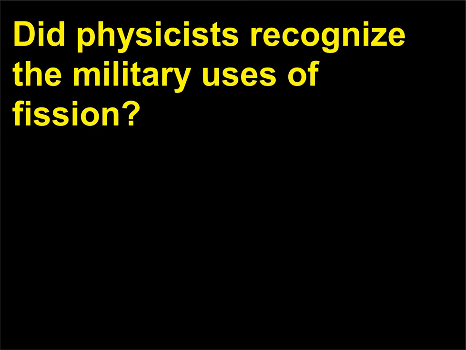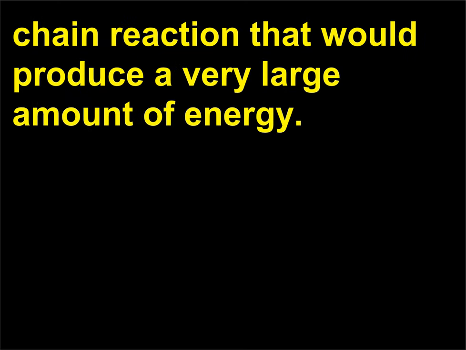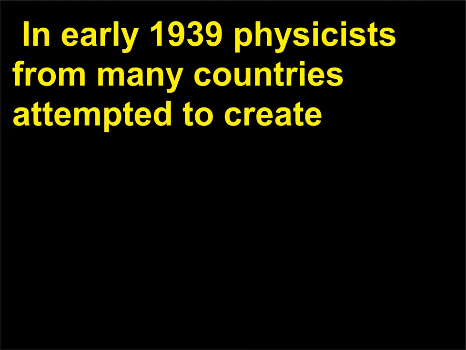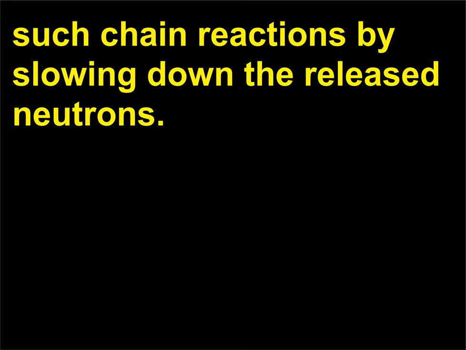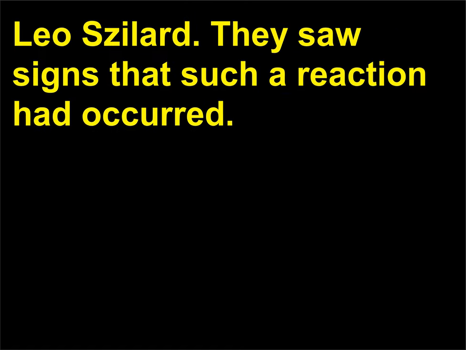Did physicists recognize the military uses of fission? Lise Meitner had recognized that extra neutrons could produce a chain reaction that would produce a very large amount of energy. In early 1939, physicists from many countries attempted to create such chain reactions by slowing down the released neutrons. Among these were Enrico Fermi and a Hungarian-born physicist, Leo Szilard. They saw signs that such a reaction had occurred.